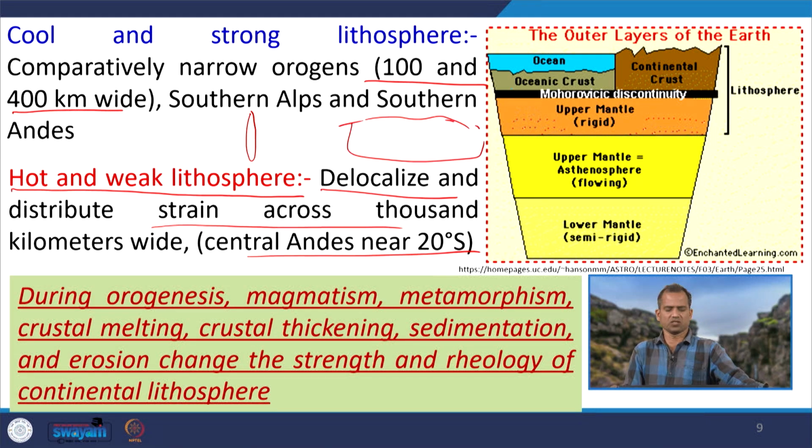So, during orogenesis, there will be magmatism, metamorphism, crustal melting, crustal thickening, then sedimentation and erosion. All these result in a change in the strength and rheology of the lithosphere. That means whatever the characteristics of the colliding systems at the initiation of this collision, they will change with time. As a result, it will influence the orogenesis process.